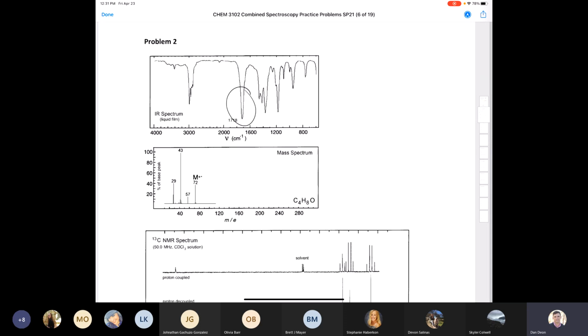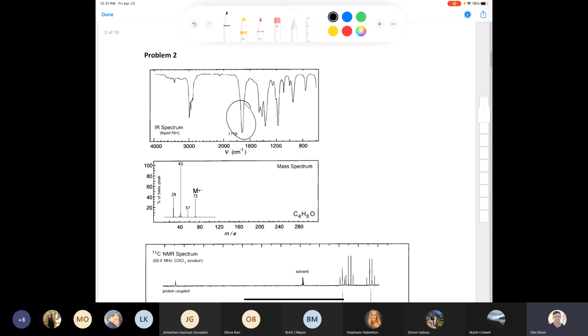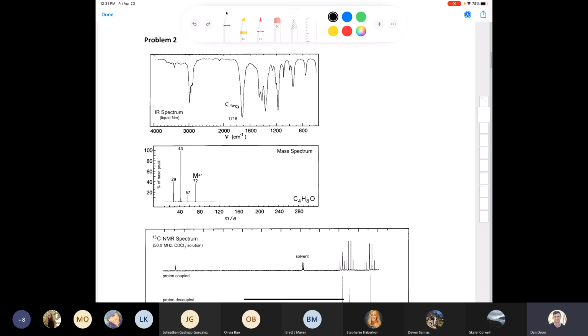That's the first thing I noticed when I flipped the page over to problem number 2, right? I said, well, I have an absorbance at 1718 in my infrared spectrum. That tells me that I probably have a carbonyl, right? I have that strong dipole in that carbonyl, which produces a strong absorbance. There we go. So that's something that I saw right away. It's just like, bang, let's go for that. I might have a ketone. I know it's not an aldehyde because I don't see the aldehydic CH stretching at 2850 and 2750. But let's move on from our infrared spectrum.